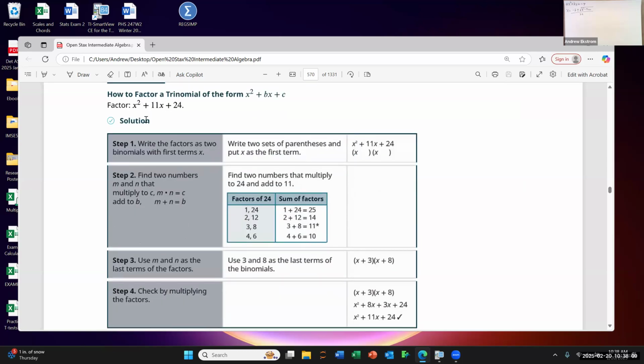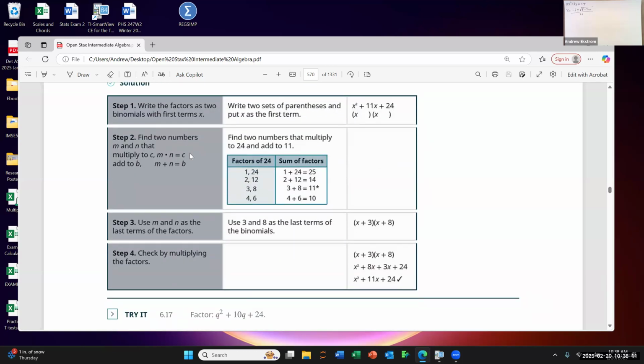So looking at that first one, when we go and factor it, just note that when they're saying factor it, it's going to be in this form of x plus a number times x plus another number. So that's what they're actually looking for. So you can see 3 and 8. There you go.